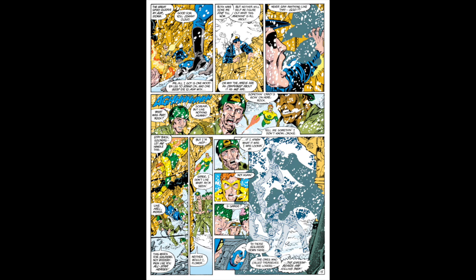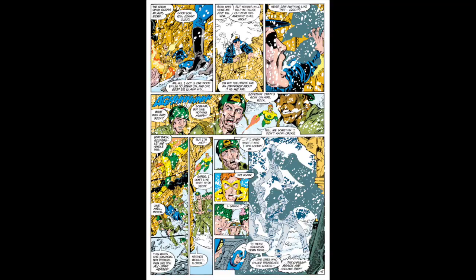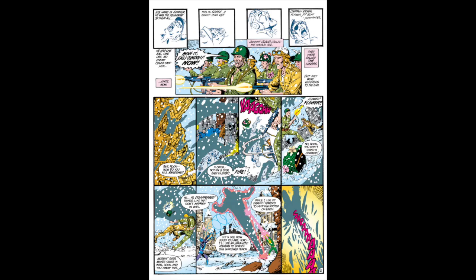Since their exploits were no longer being published by DC Comics at the time, they did have a one-issue special, Losers Special, that came out at the time of Crisis and gave a whole backstory to them and their final adventure, including all of their deaths here. And then we see each of them: Gunner, Sarge, Johnny Cloud, the Navajo Ace, and Captain Storm. They were called the Losers, but they're winners in the end.